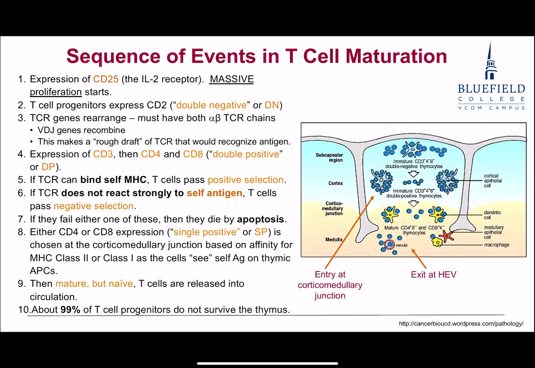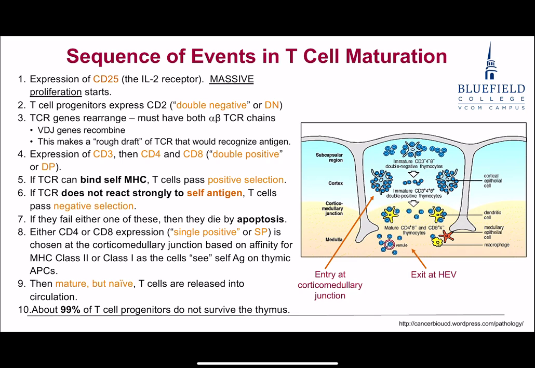If I have a better preference, if I see the antigen better when it's on MHC class 1, who recognizes MHC class 1? CD8? Great. So I'm going to downregulate my CD4, I'm going to maintain CD8, and now I have become a single positive CD8 T cell. If I see my antigen a little bit better, if my preference is for MHC class 2, I keep my CD4 expression, I turn off my CD8 expression, and I become a single positive CD4 cell.